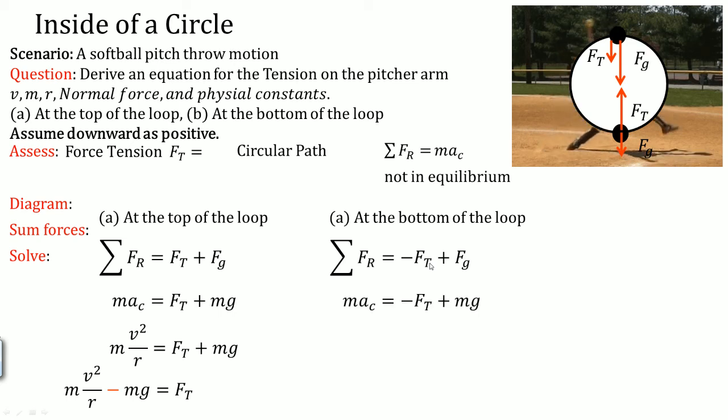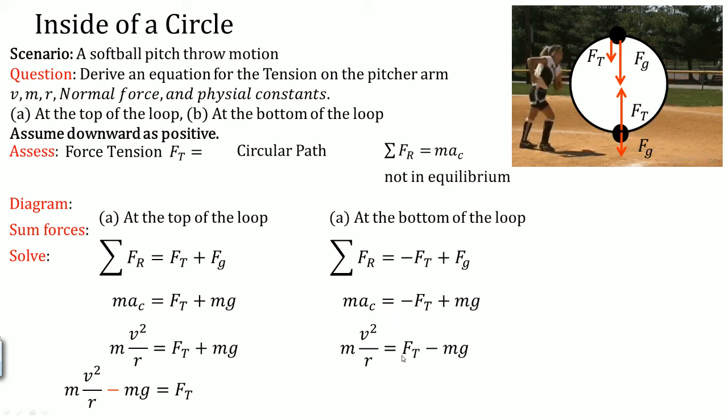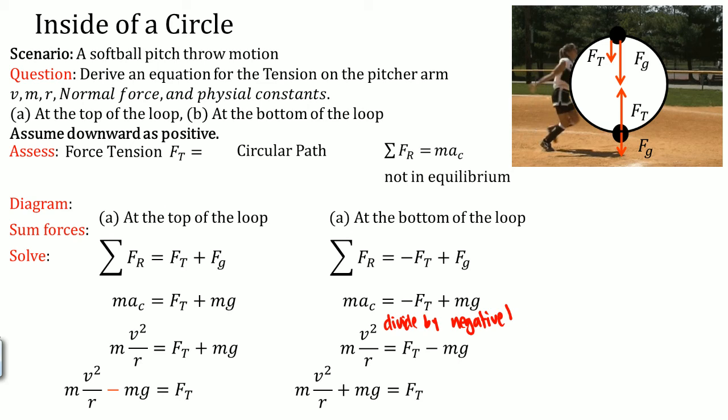Now, we make the substitution. What I did here, from here to here, all I did was divide by -1, so I can get Ft to be positive. Then I add mg to both sides, so I still get the same value here.